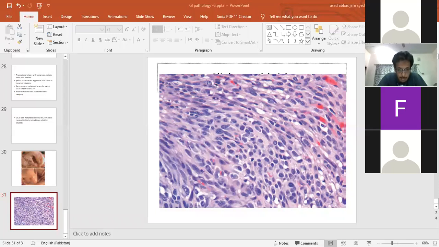But adenocarcinoma is not like that. Once adenocarcinoma develops, treatment for Helicobacter pylori will not regress the tumor. It's only true for gastric lymphomas.